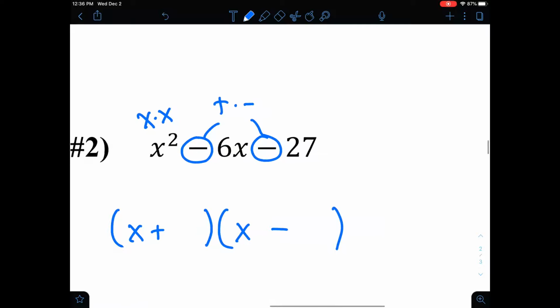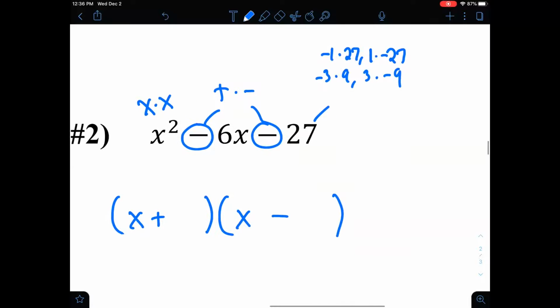Now we need factors of negative 27. What multiplies to negative 27? Well, we have negative 1 times 27. We have 1 times negative 27. What else do we have? We have negative 3 times 9, and we have 3 times negative 9. And I think that's all the factors we need. So let's try this. We need to pick numbers that are going to give us negative 6 when we add them. Which numbers are going to give us negative 6 when we add them?